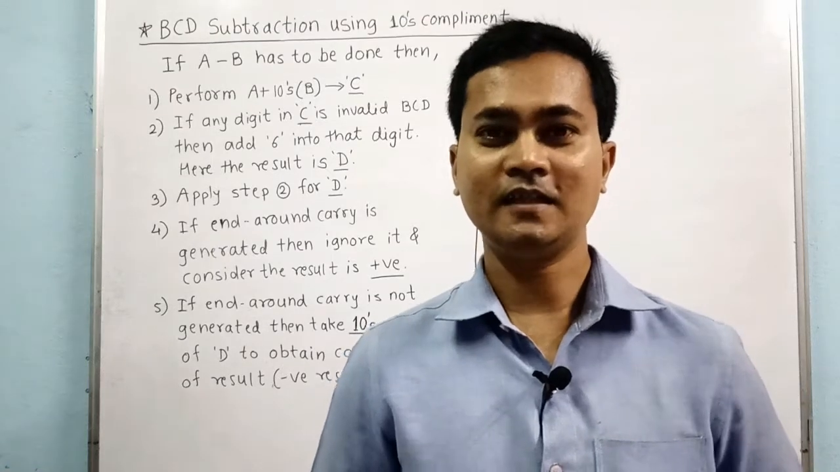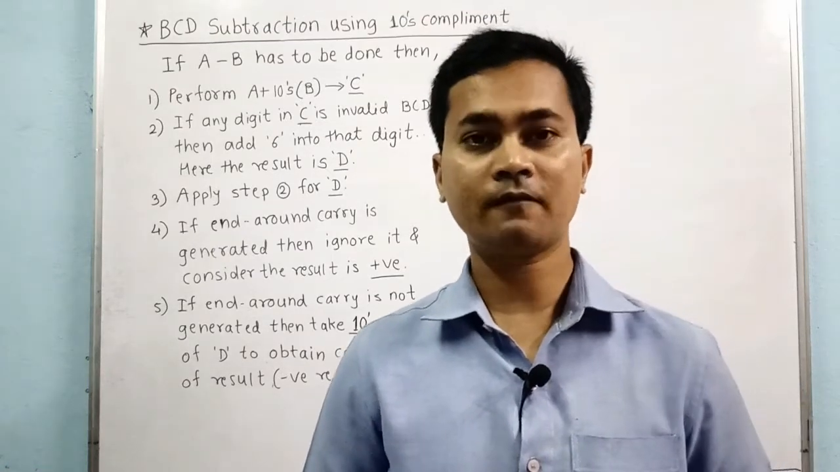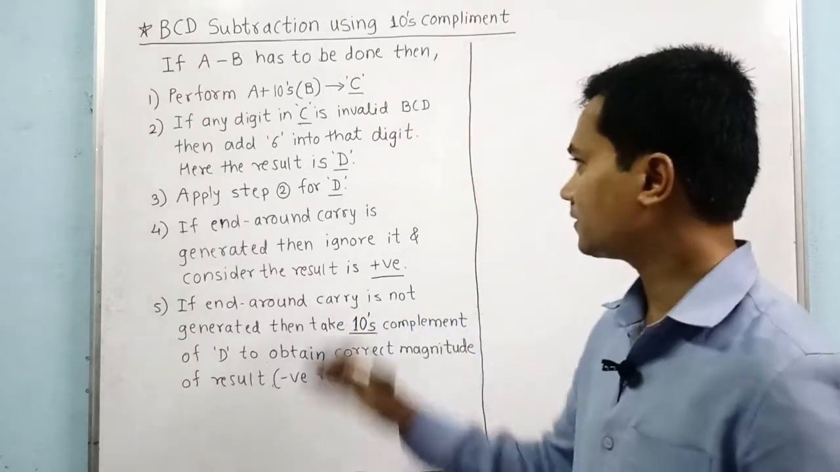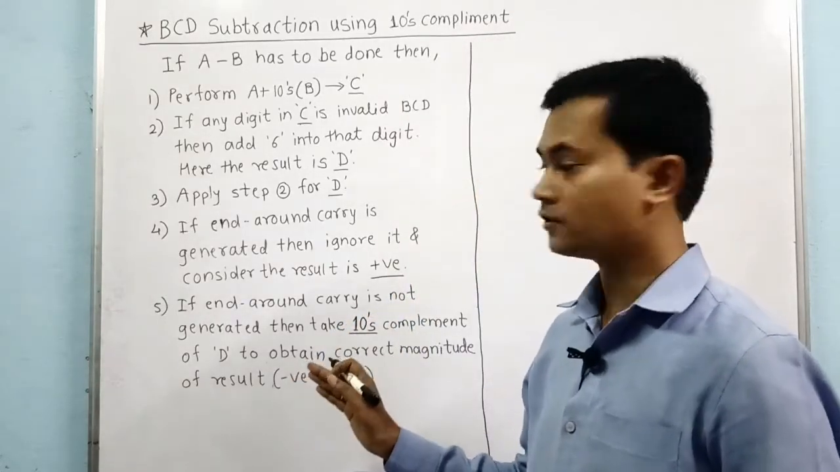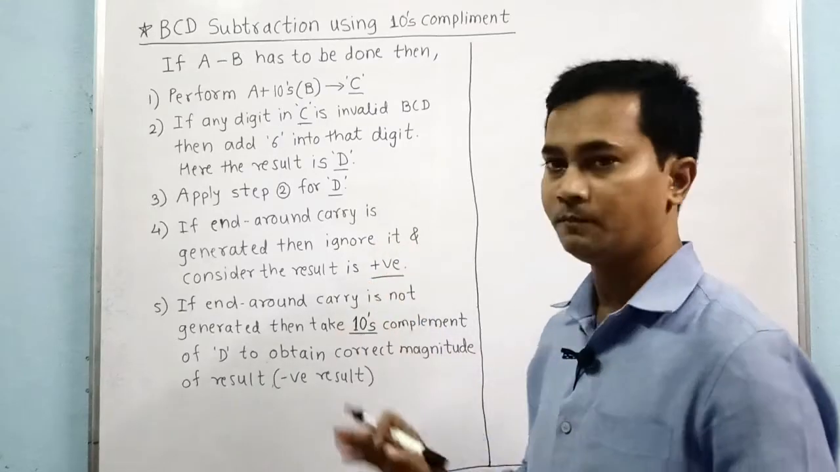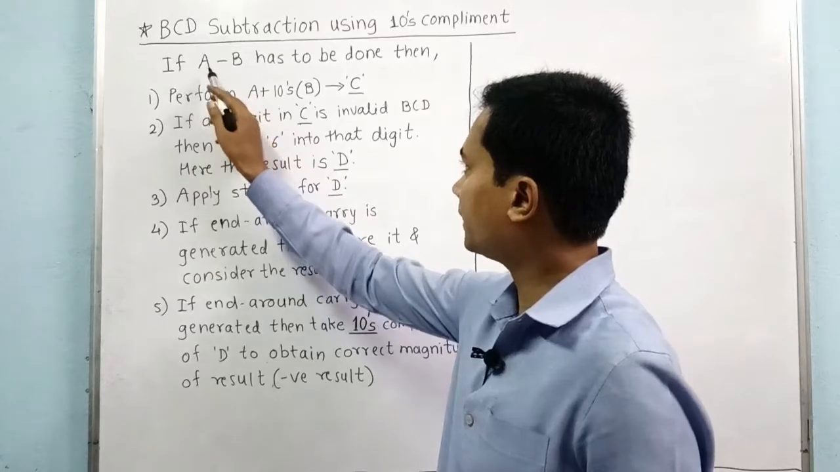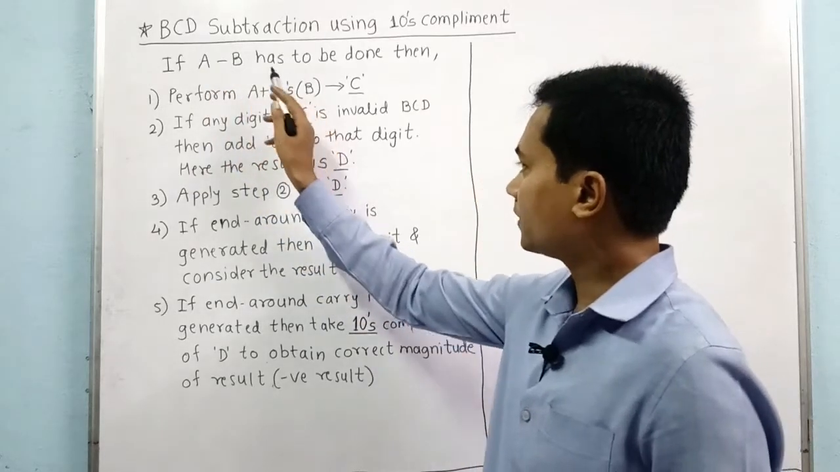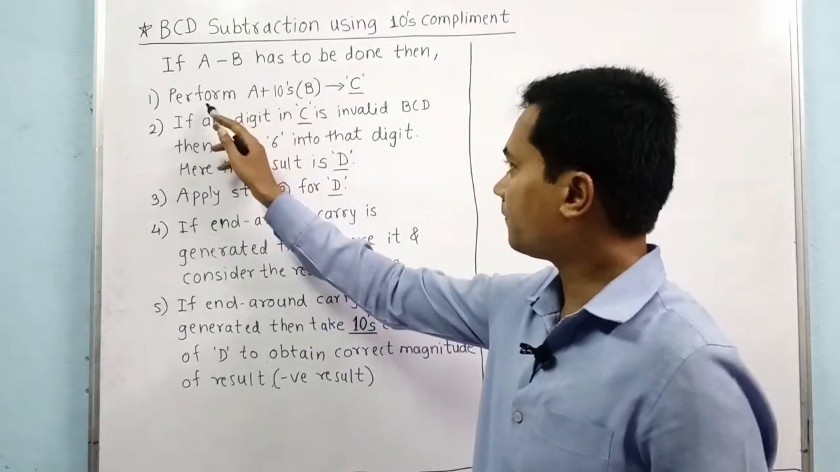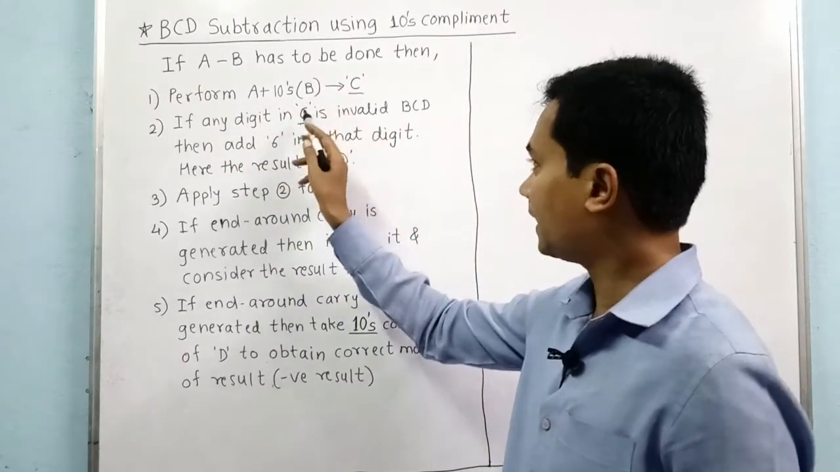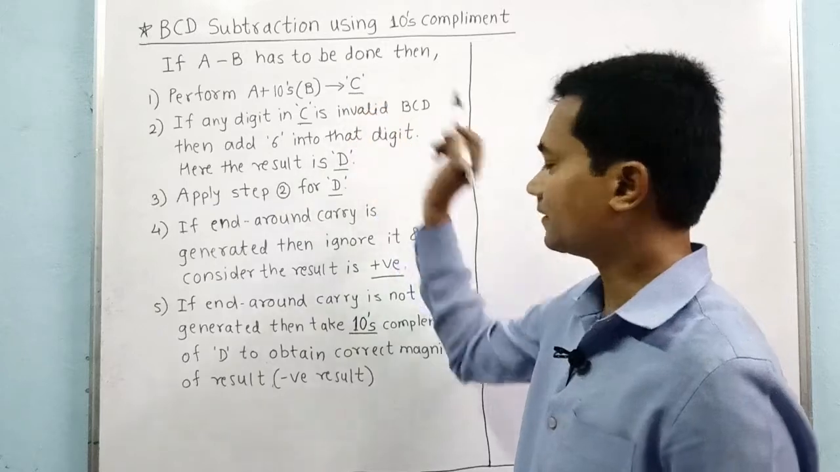Hello everyone, in this video we are going to see how to perform BCD subtraction using tens complement. Let us see the steps which will be used to perform the BCD subtraction. Consider we have to perform A minus B. Then the steps are: perform A plus tens complement of B, so that we will get the result C.